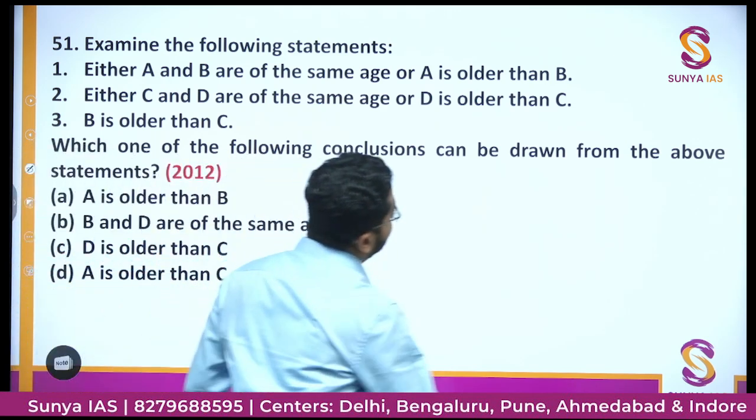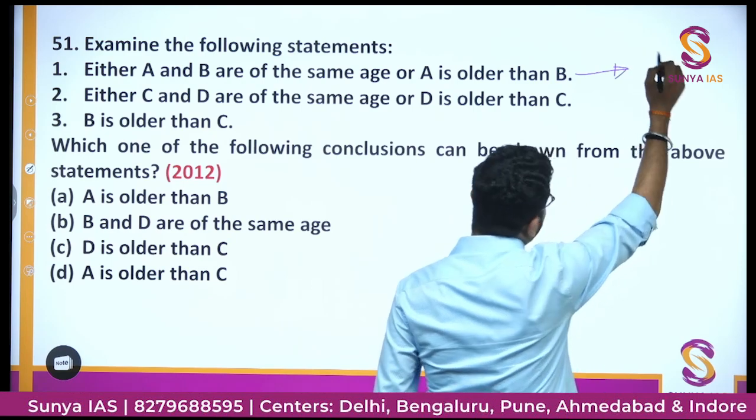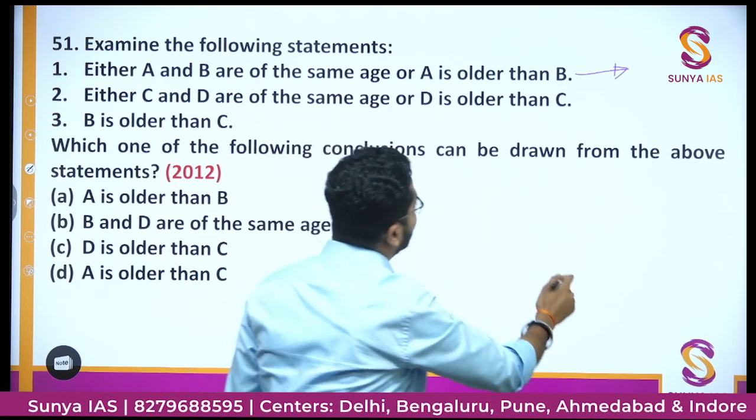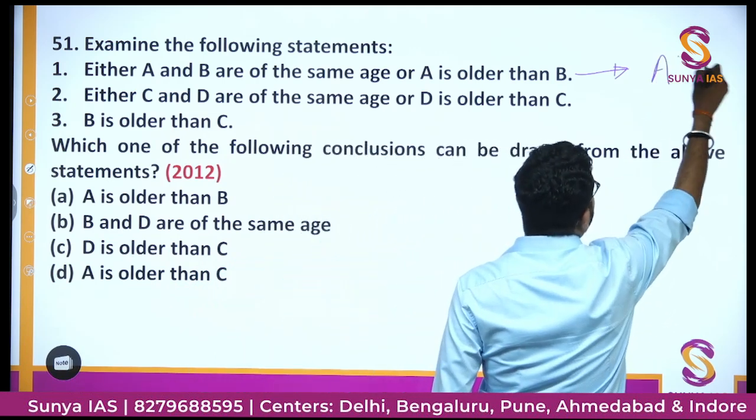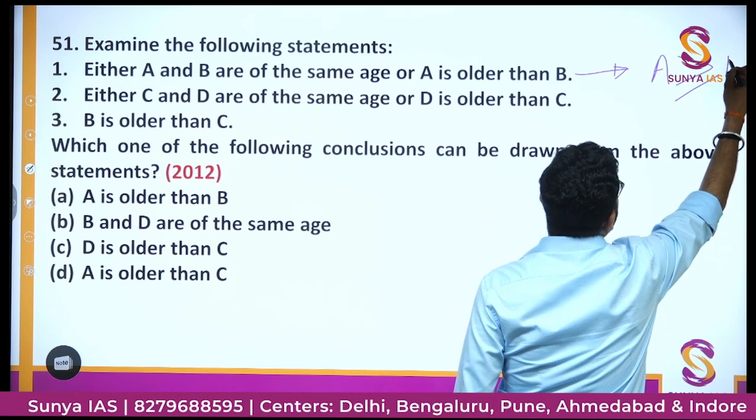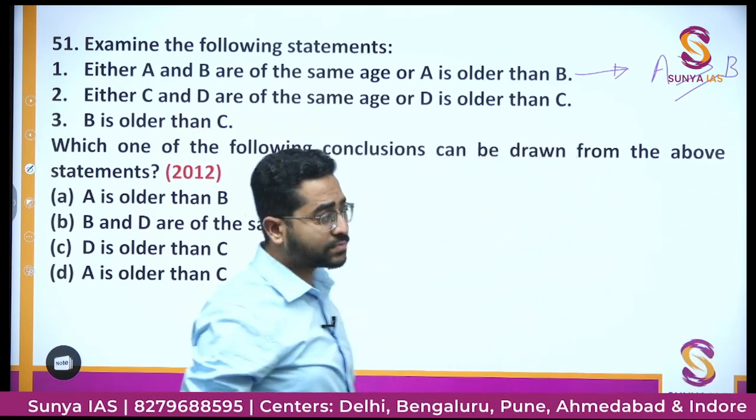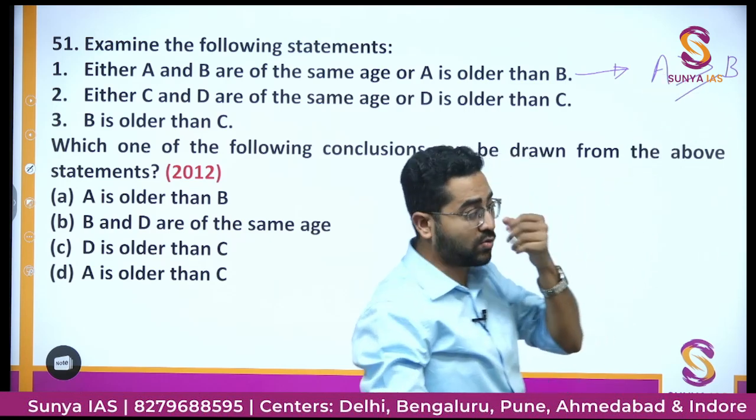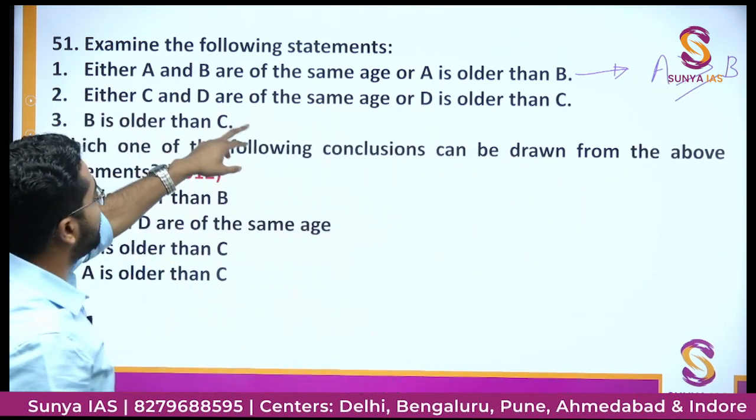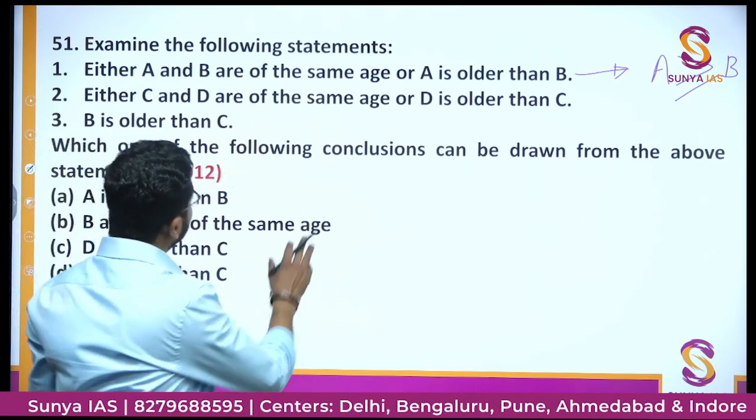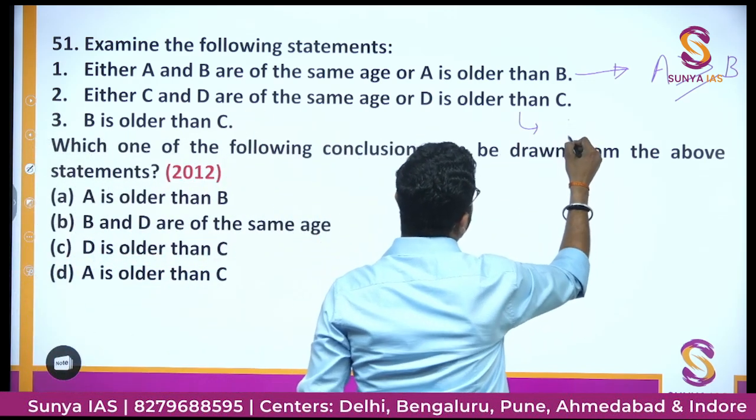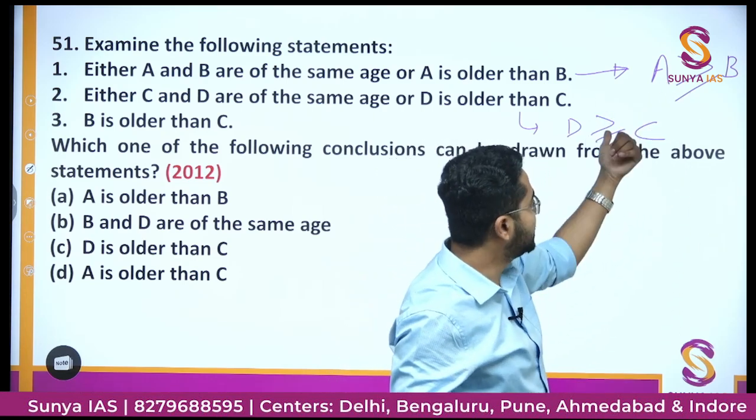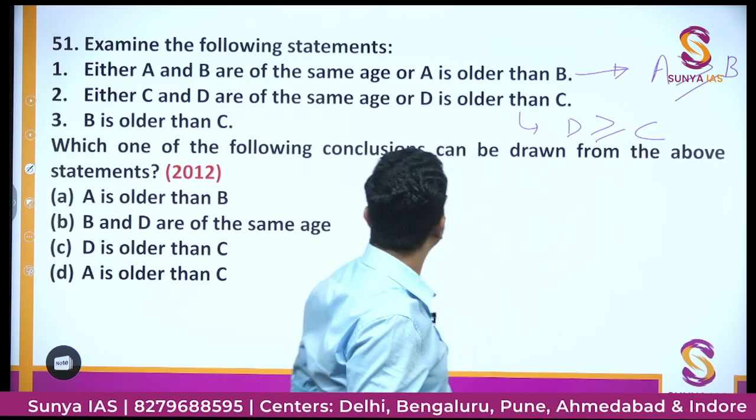So the first statement, if we want to write it in the greater than or smaller than form, then A and B are of the same age or A is older than B. That is, A is greater than or equal to B. What does that mean? A या तो B से बड़ा है, either A is older than B or A is equal to B. Same thing. Either C and D are of the same age or D is older than C. D is greater than or equal to C. Because we have chosen this greater than sign, then we'll write the same sign, greater than.